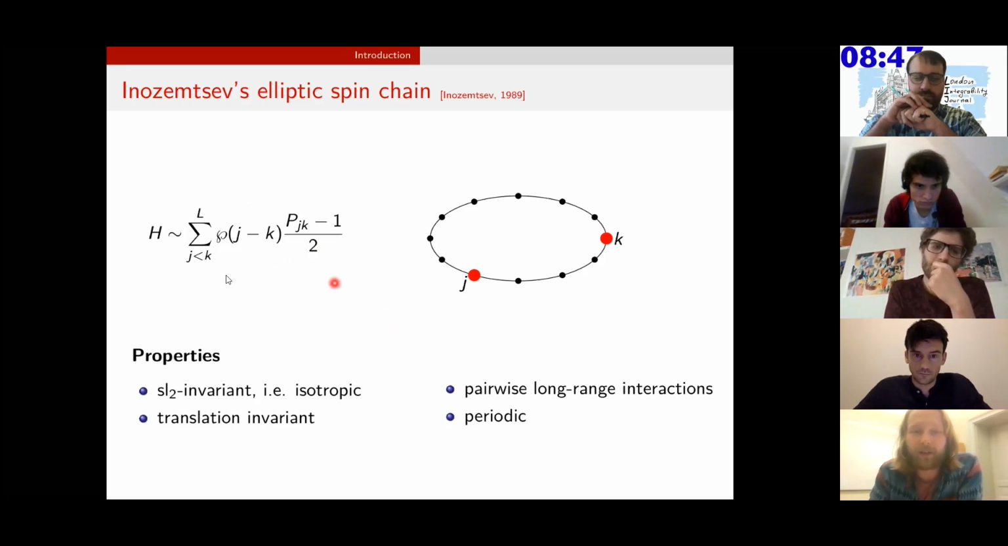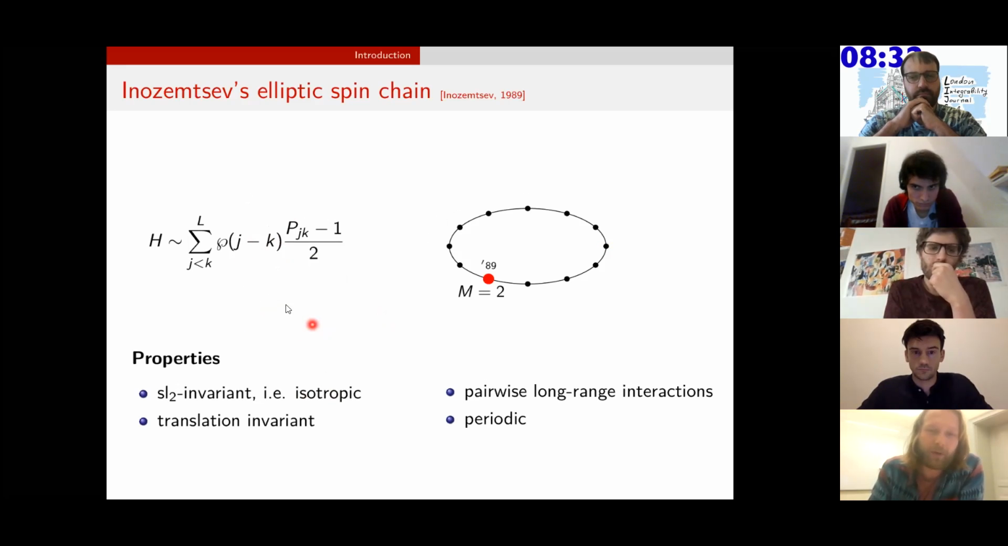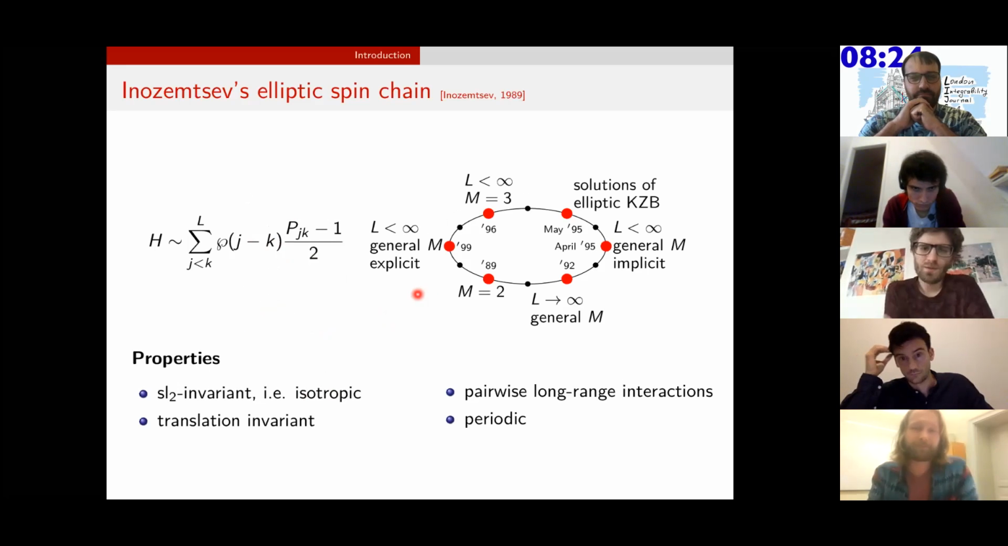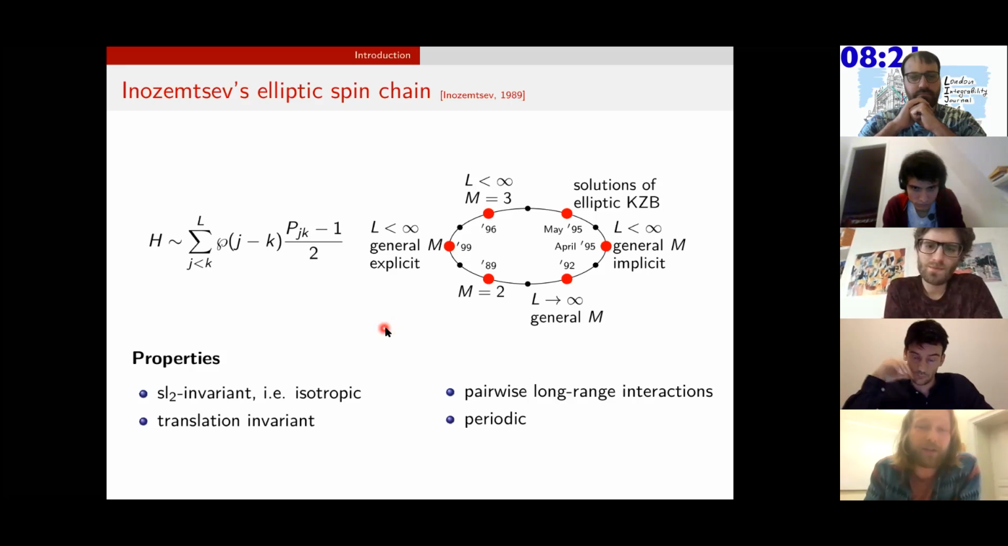And let me at least say that even though there's an elliptic function here, you shouldn't think of this as some kind of elliptic XYZ-like model. It really is isotropic. It's orthogonal to what you usually think of when you think of elliptic in the spin chain world. So Inozemtsev managed to solve this in a series of papers in the 90s, as you can see. And of course, the question is, okay, if you can solve this exactly, is it also quantum integrable? And the answer to this question is still not really understood.